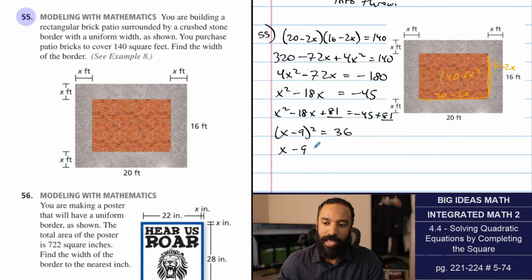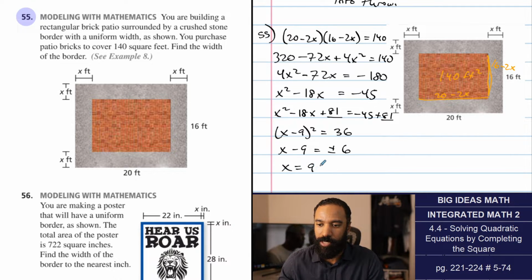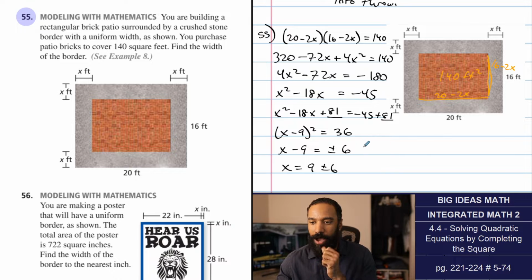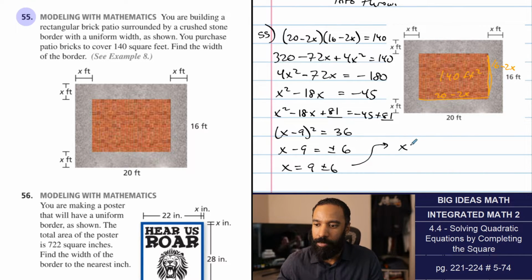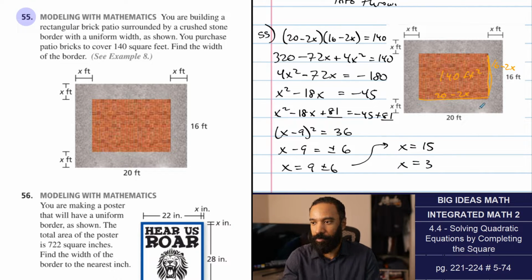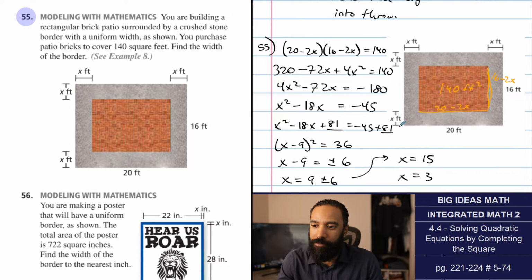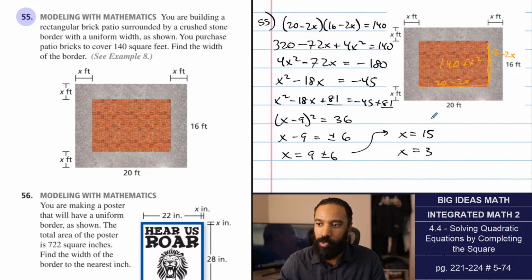Take the square root of both sides. x minus 9 is plus or minus 6. Add 9 to both sides. You get 9 plus or minus 6. Now, I'm going to check both of these and see which one applies best. 9 plus 6 is 15. 9 minus 6 is 3. 15 won't qualify for this. It'd be way too large to compensate for what we're doing here. 3 seems to be the one that makes sense for this answer.